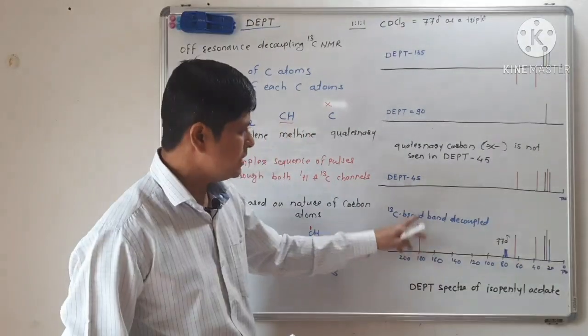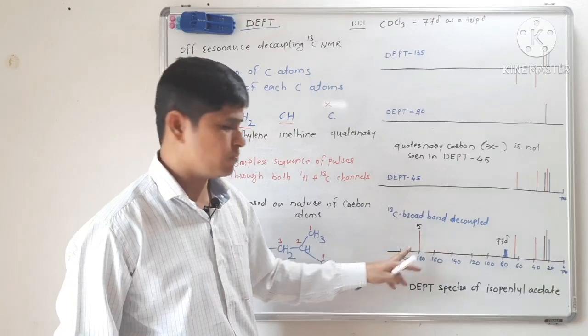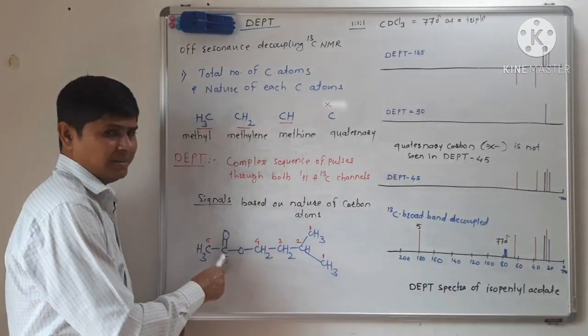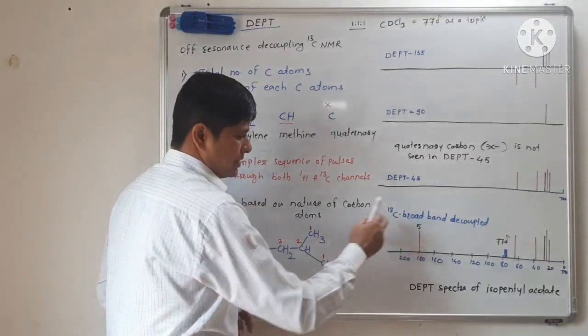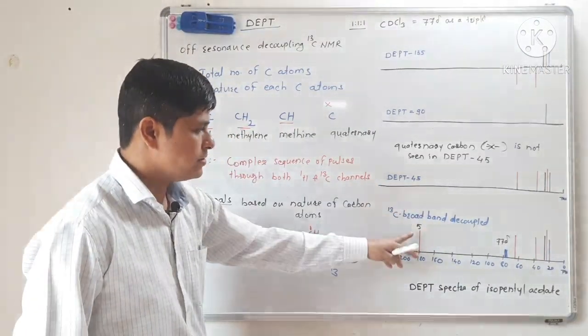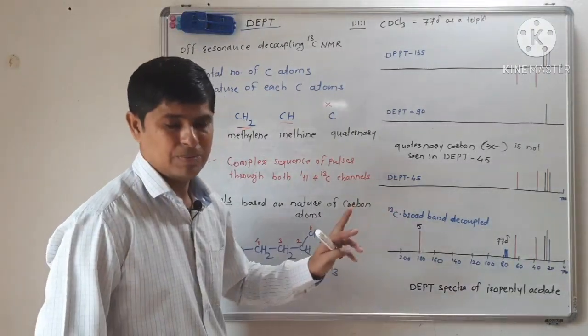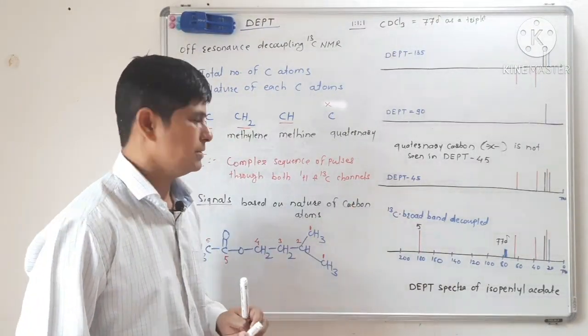So we can easily point out that this signal is for quaternary carbon. This signal is for quaternary carbon 5. I have marked this signal as a 5, or by looking at this DEPT 45 also we can mark it as 5. Okay, that is it for quaternary carbon.